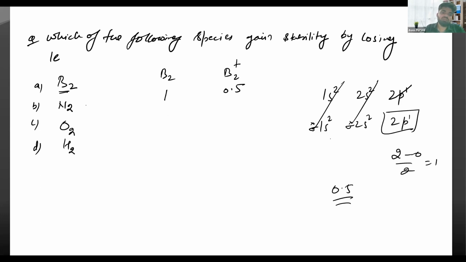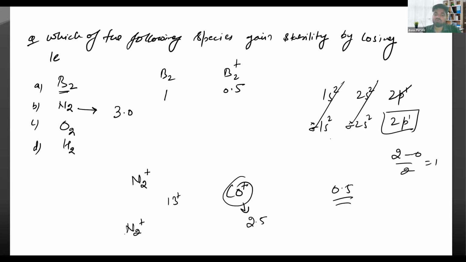Similarly, if nitrogen is going to lose one of its electrons, then its bond order will become 2.5. We have done that N2 positive. N2 positive means 13 electrons, and we have seen in the previous one, like in CO positive, that 13 electrons give bond order 2.5. N2 positive is also going to have 13 electrons, so it is going to have bond order 2.5. Similarly for oxygen, it has 8 as the current bond order of 2.5.